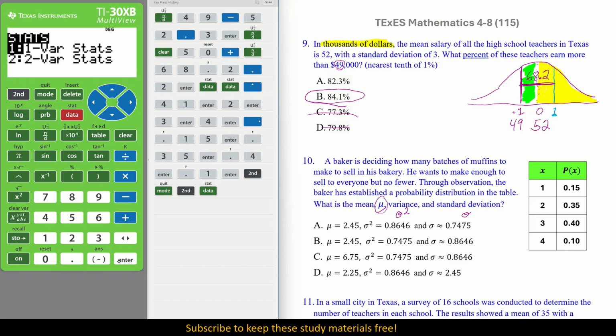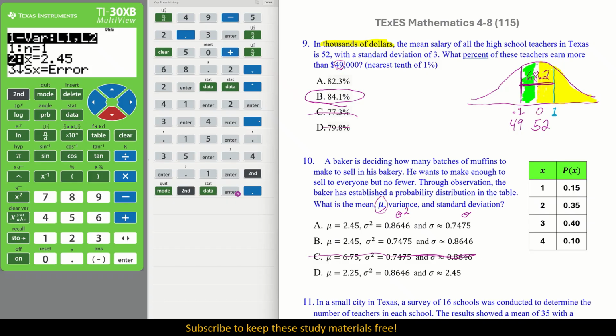All right. So let's push enter. Okay, everything is set up correctly. I have L1 populated and L2. See where, like I said, it's frequency. That's why we have FRQ. So number 2 or L2 is all the frequencies. Okay, so let's push enter, enter again until we get it. Okay, so our mean is number 2. So anything that isn't 2.45, which is C, that is not an option.